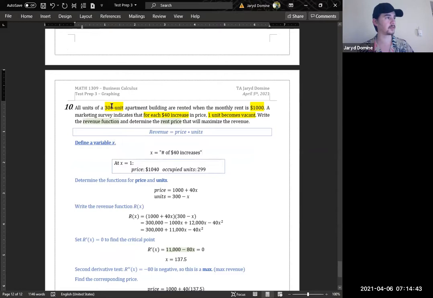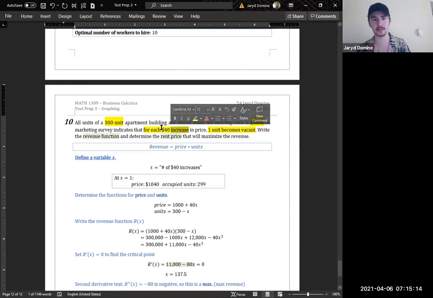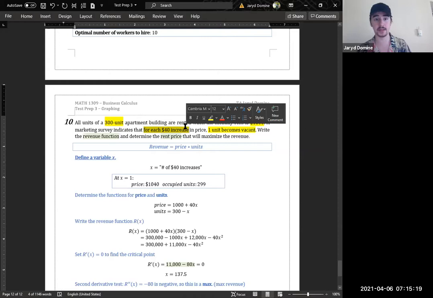But the first thing we have to do is figure out what our variable is going to be. What is the thing that we're going to change? We have to come up with our own variable. And this is it. This is the thing that's changing. For each $40 increase in price, 1 unit is going to become vacant, and our price is going to increase by $40. So this is what's changing. Each increase in price, this increase here. So if you see increase or decrease, that's probably a good sign that that's what we're talking about. And so this is exactly what I'm going to pick.